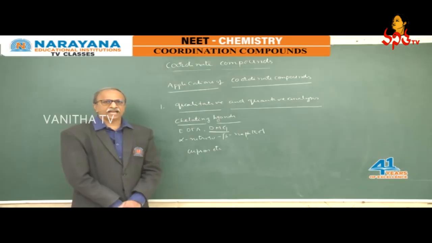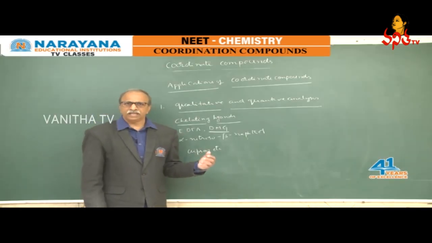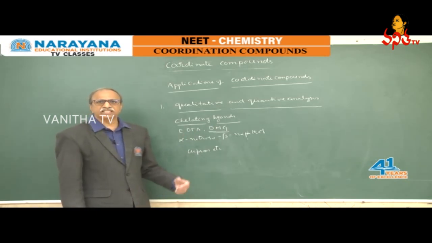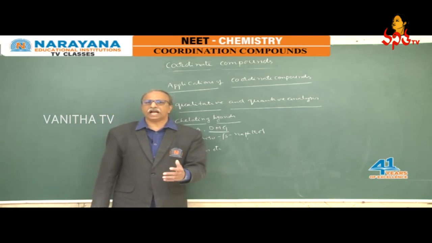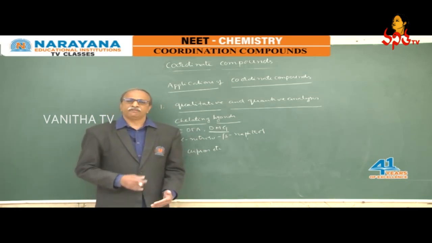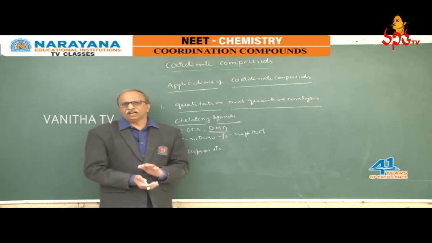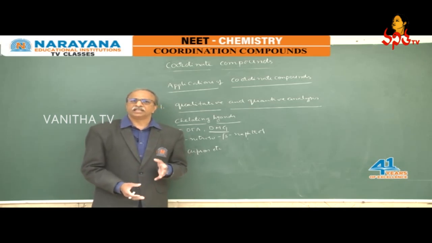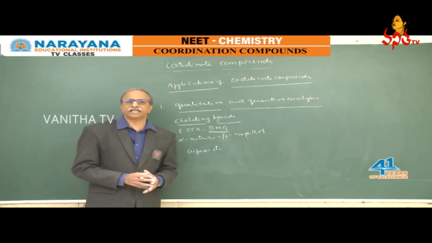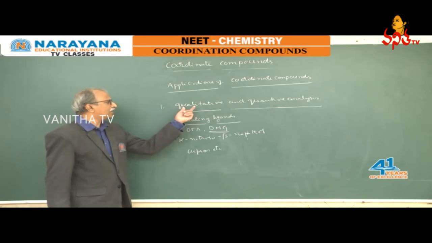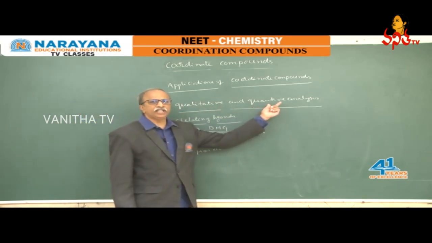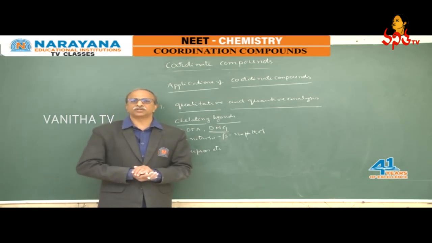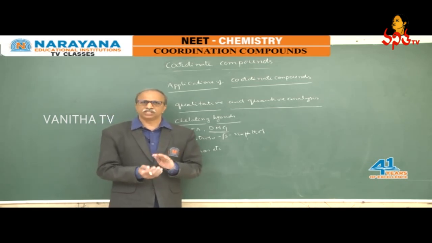So as the mineral gives a color with DMG and can also be precipitated, we can determine whether the mineral contains nickel ion as well as calculate how much nickel is present in that mineral. That means the formation of complex compounds is useful in qualitative and quantitative analysis. So this is one use.